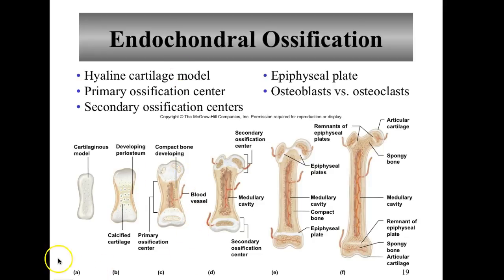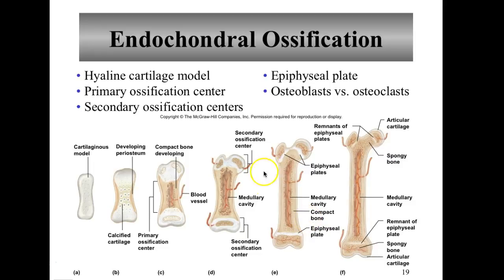So in this first picture here, which is highlighted in your textbook, you could see that in primary ossification, you have the cartilaginous model, and then you have the developing periosteum, which would surround the bone, and then you have the calcified cartilage. And basically what will happen in primary ossification is the center is going to harden. So right in here, you get that hardening center, and you get the development of compact bone formed by the osteoblasts.